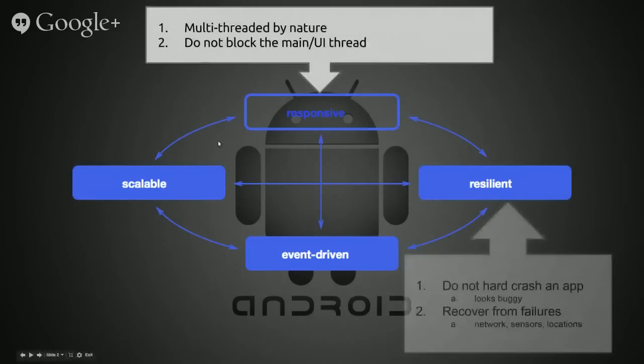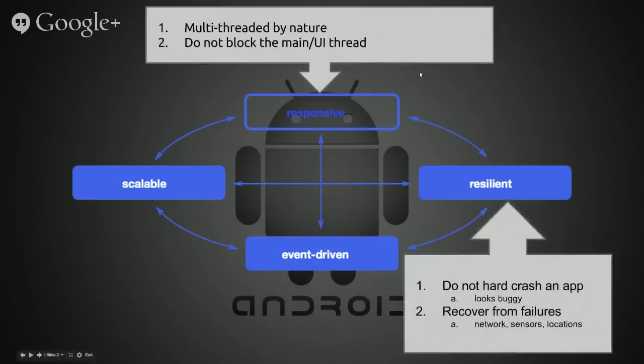Next slide. Okay, so for Android, responsive. Android is multi-threaded by nature, so you have a main thread and you have background threads. You may not block the main thread. If you do a lot of stuff on the main thread, the UI will hang, so your animation will stutter, or even worse, Android will just kill your application because it is a badly behaving application. So it's by nature multi-threaded.